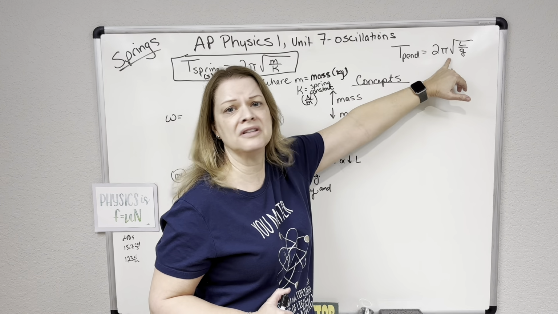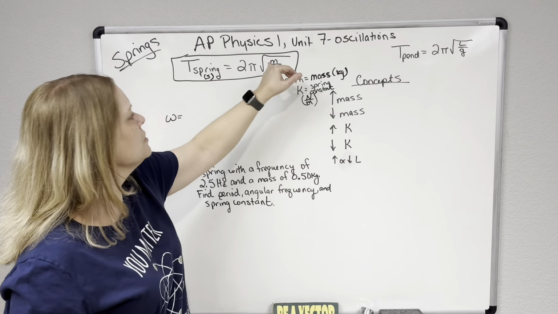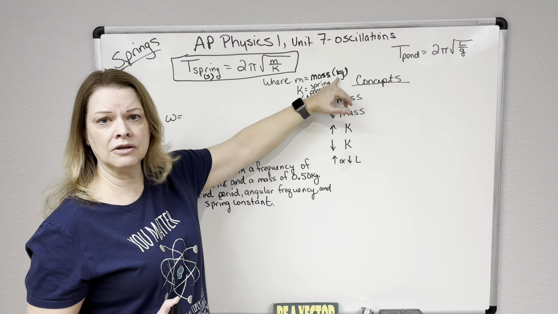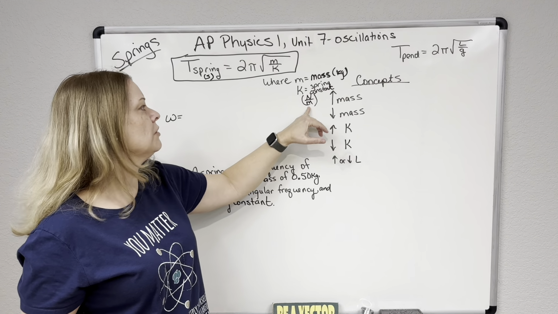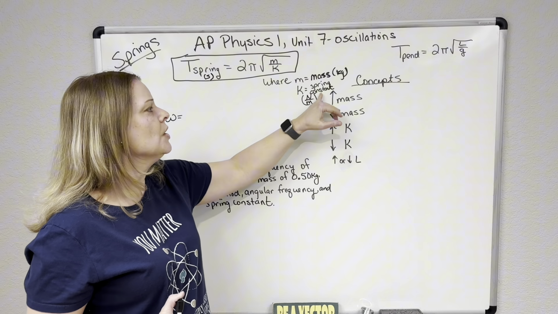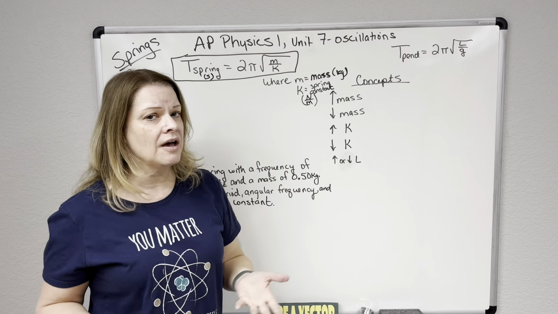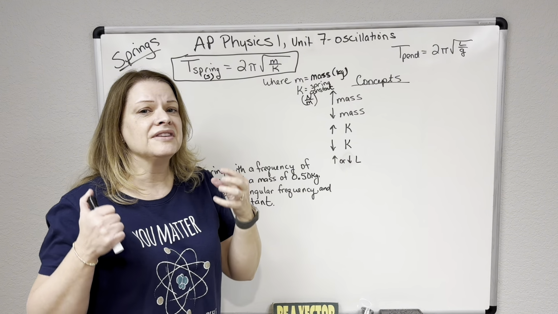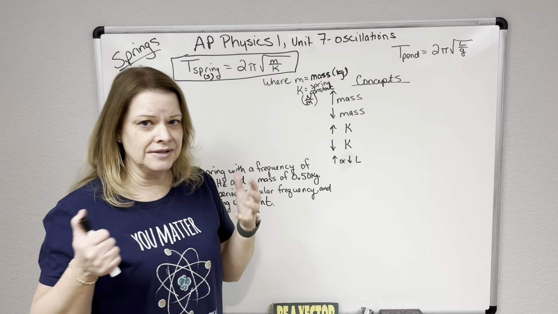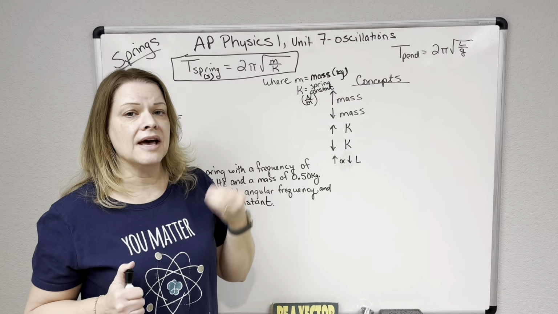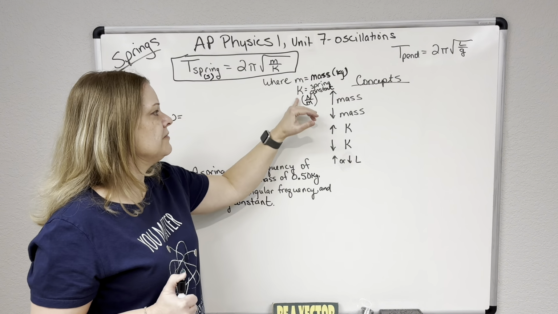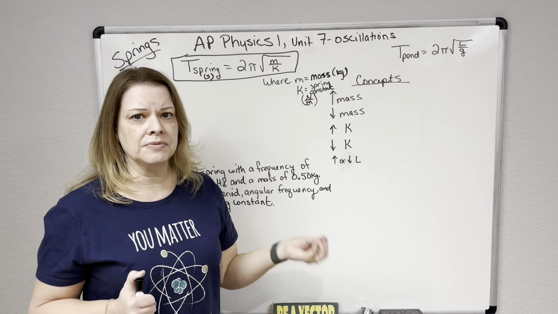For a pendulum, it was the length divided by little g. For a spring, it's the mass in kilograms divided by the spring constant, and the unit on that spring constant is a Newton per meter. We're going to remind ourselves that a spring constant means the stiffness, or the loosey-goosiness of a spring, I like to call it, and it will be unique to that spring. You won't have a different spring constant unless you switch out springs.